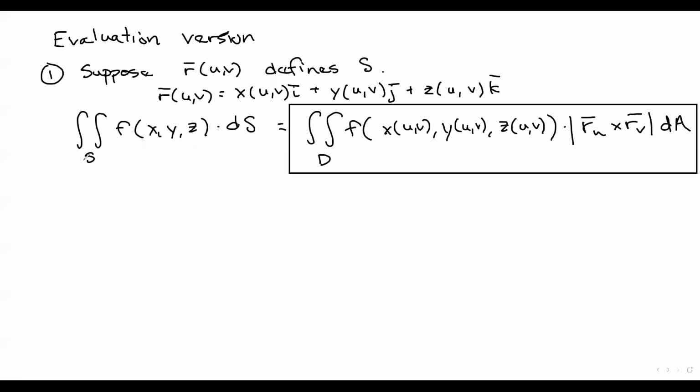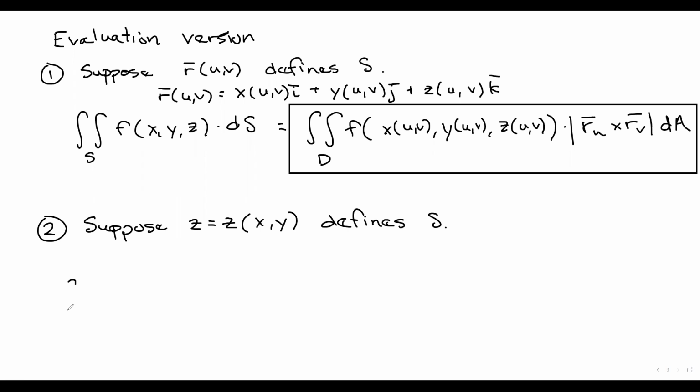All right, and then we could also go through and have a second evaluation case. Let's go through and suppose we have z equals f, not f. That's a common mistake there. We're already using f, so we want to use z equals z of x, y. And that defines S.